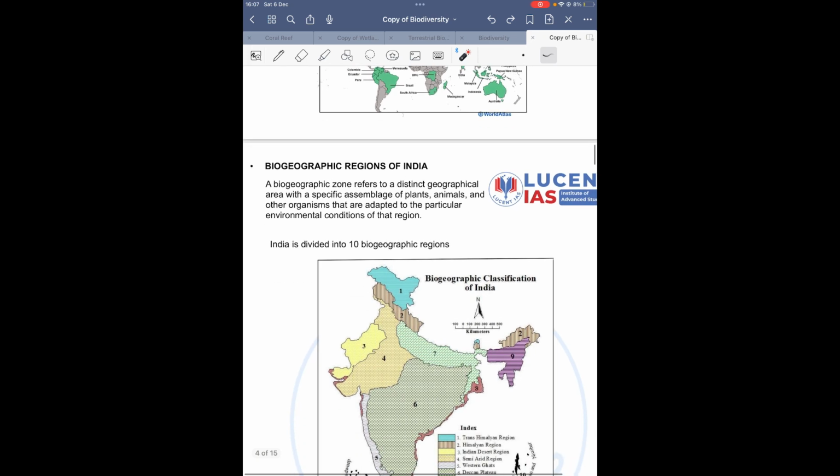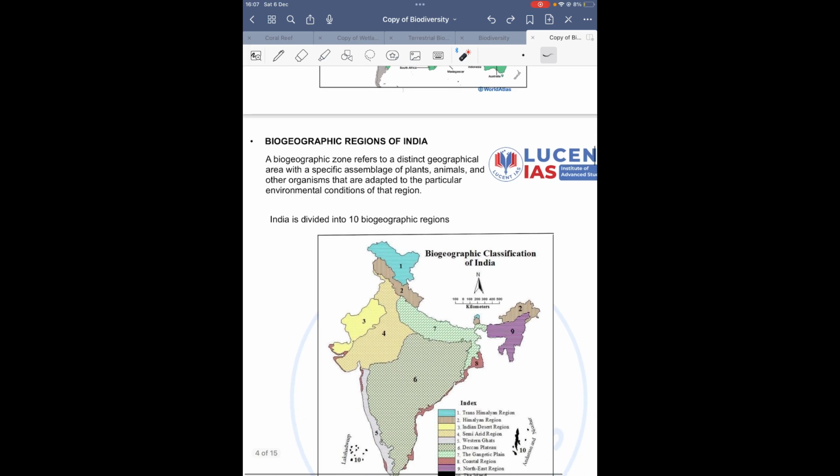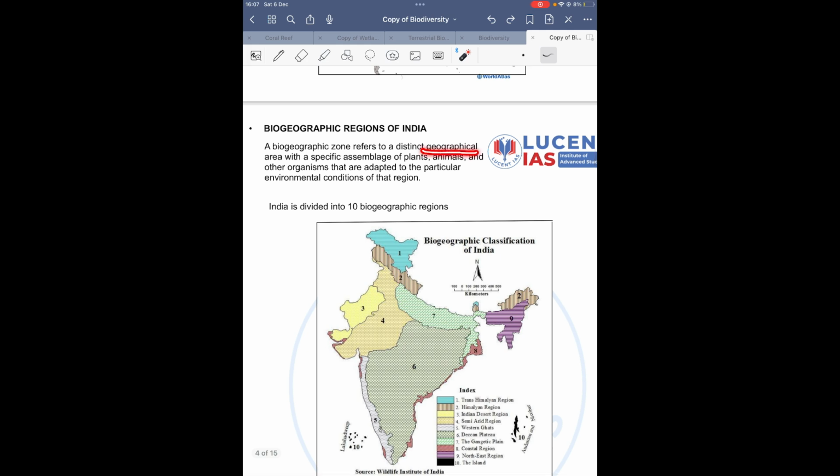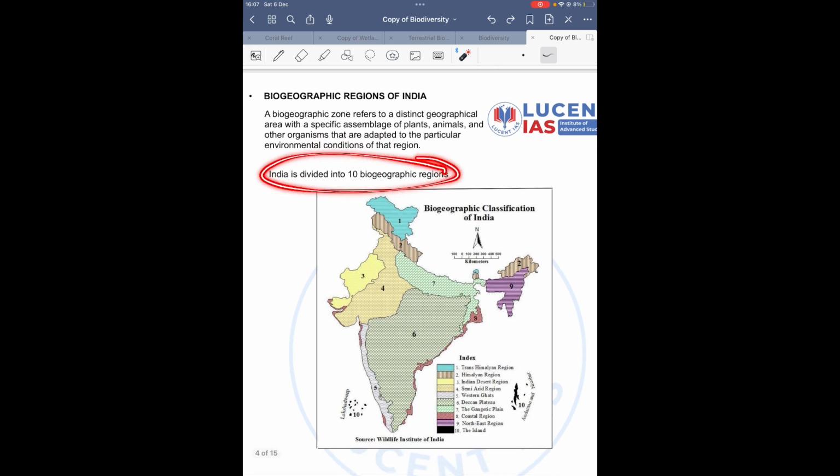Then biogeographic regions of India. A biogeographic region refers to a distinct geographical area with specific assemblance of plants, animals and other organisms. So India is having 10 biogeographic regions. One is the Trans-Himalayan region, next is the Himalayan region, Indian desert region, semi-arid region, Western Ghats, Gangetic Plain, the coastal regions, Northeast region and the islands. So these are the 10 biogeographic regions of India.